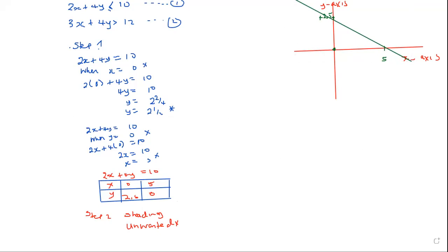Then what you do is you check the values. You just concentrate on y. Just check on this. It's saying y is less than or equal to. When it's less than or equal to, or greater than or equal to, it means this will give you a continuous line.